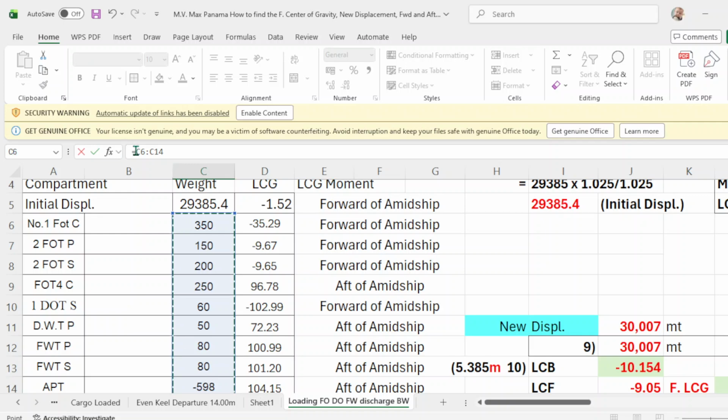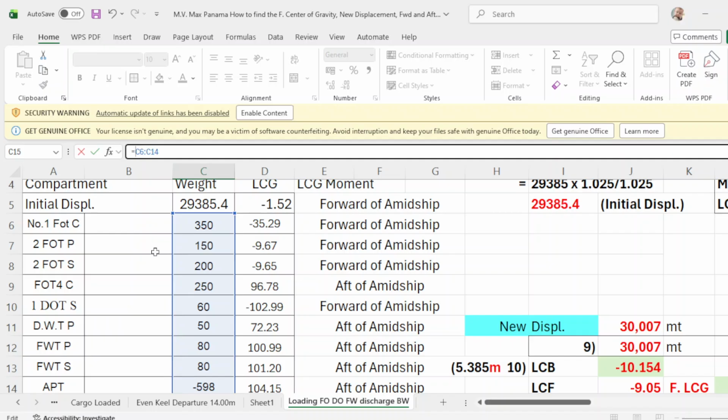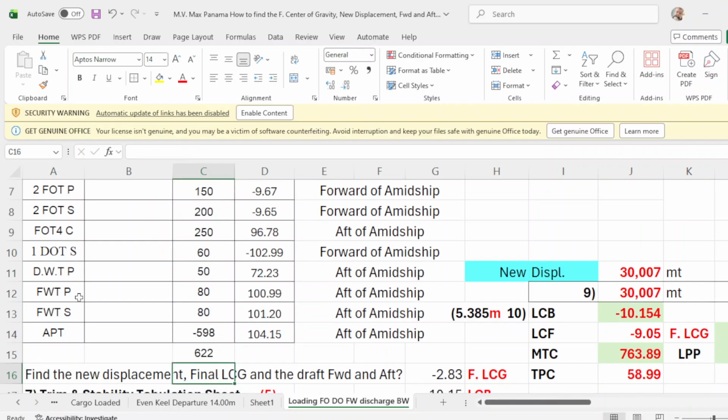and put here sum, open, and you close here. Then you press enter. That will be the total weights. This is the non-cargo weights. Non-cargo weights 622.